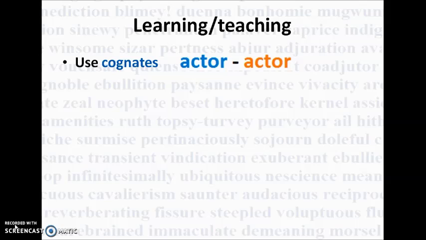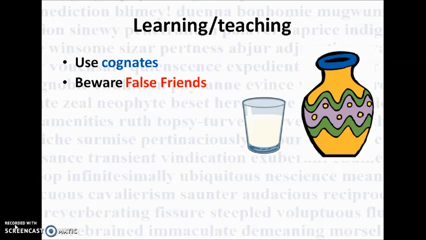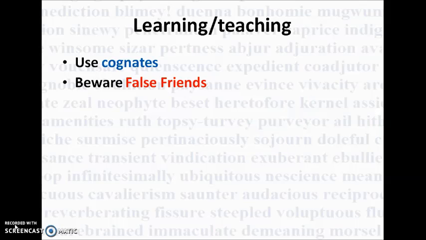On the other hand, be careful about so-called false friends. These are words which seem similar in both languages, but their meaning is actually different. For example, Spanish vaso and English vase are not the same. Links to lists of both most common cognates and most common false friends are on our campus.